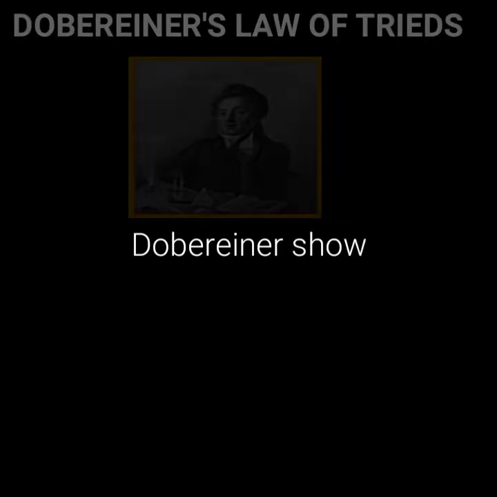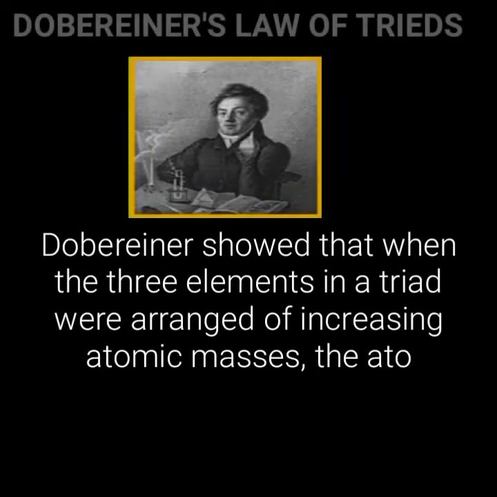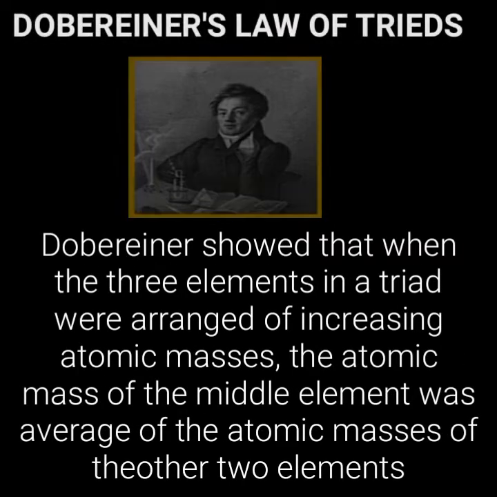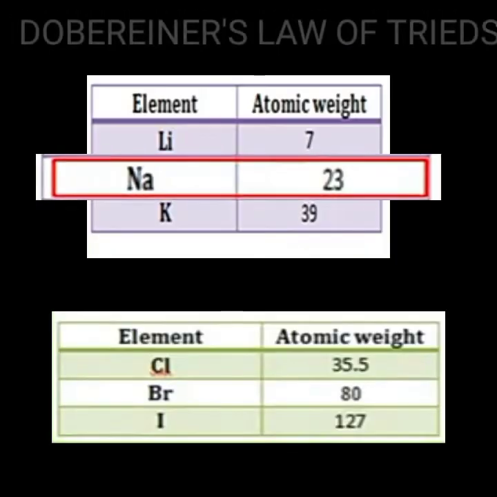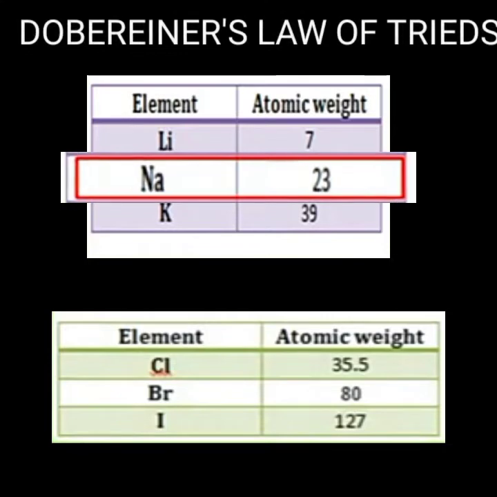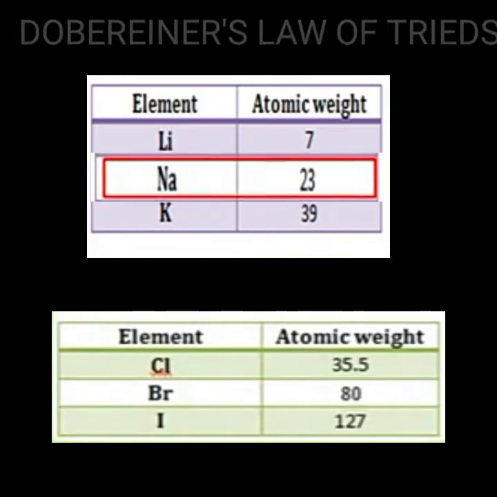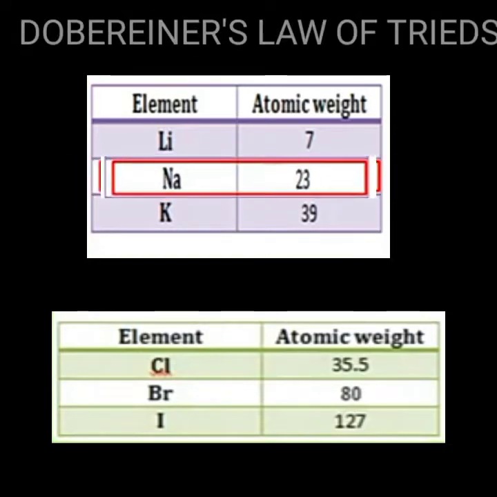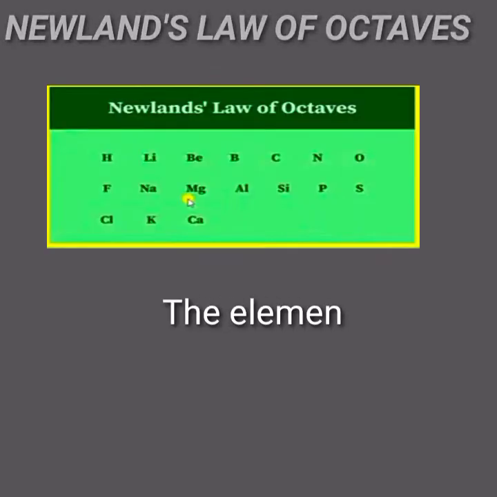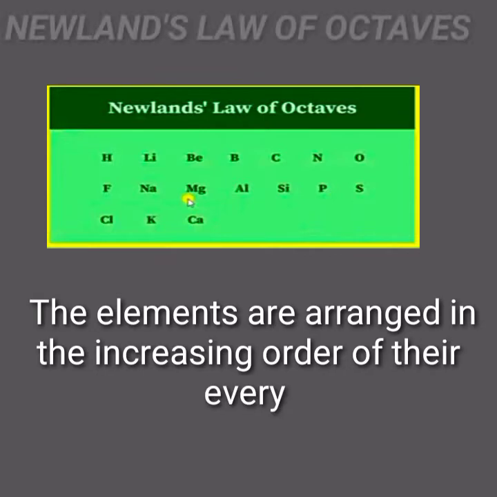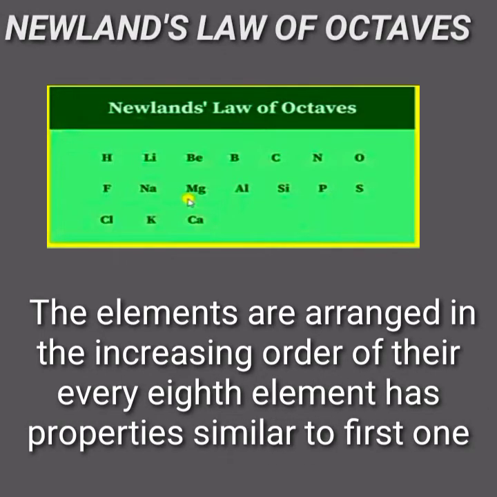The next is Dobereiner's law of triads. Dobereiner showed that when three elements in a triad were arranged in order of increasing atomic masses, the atomic mass of the middle element was the average of the atomic masses of the other two elements. Next law is Newlands' law of octaves. The elements are arranged in the increasing order of their atomic masses, and every eighth element has properties similar to the first one.